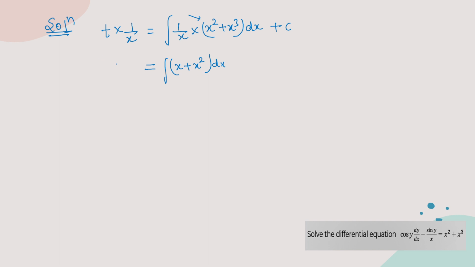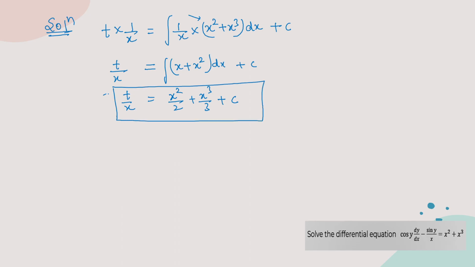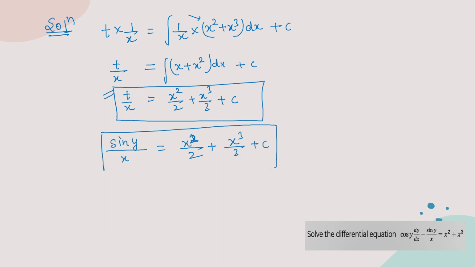And in the left side you are already having t by x. Do the integration, you will be getting x square by 2 plus x cube by 3 plus c, t by x. This is the final answer, or we can replace now the t value which we have written. So t is equal to sin y, we have put it. So sin y by x is equal to x square by 2 plus x cube by 3 plus c. This is our final answer.